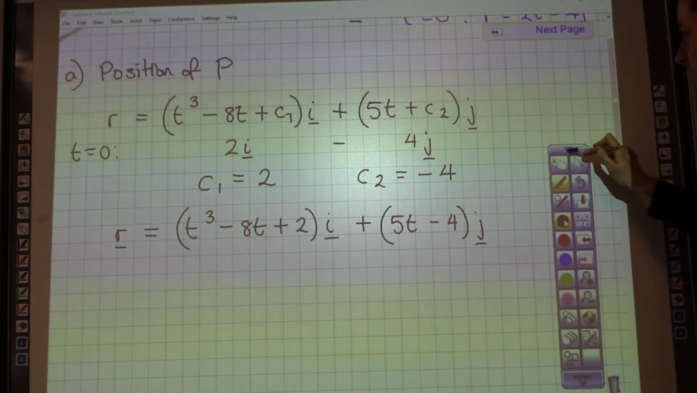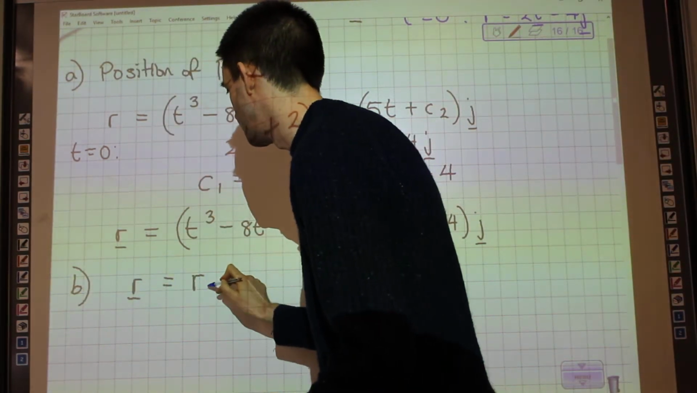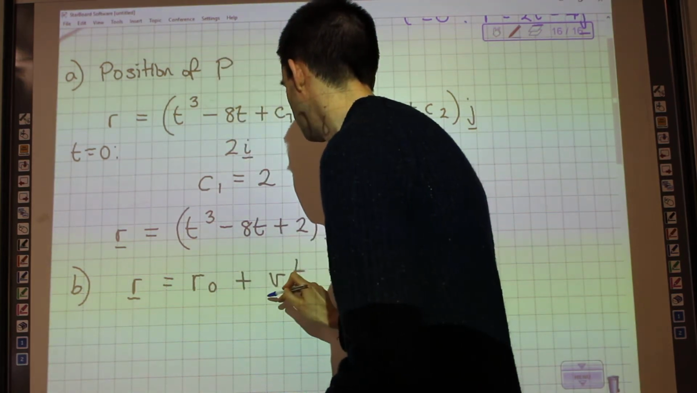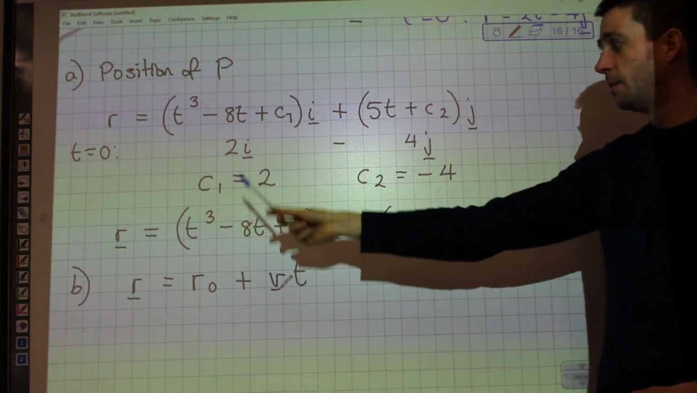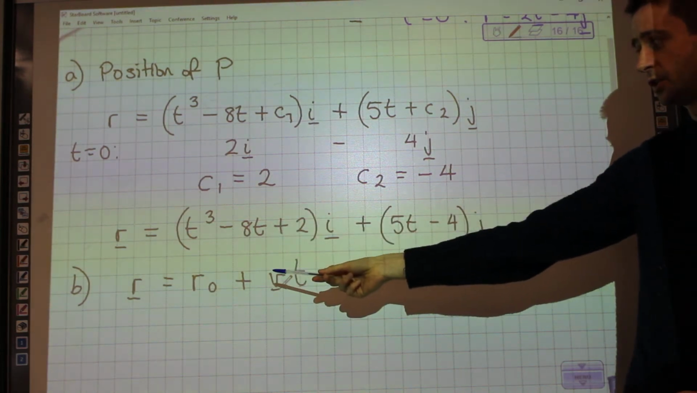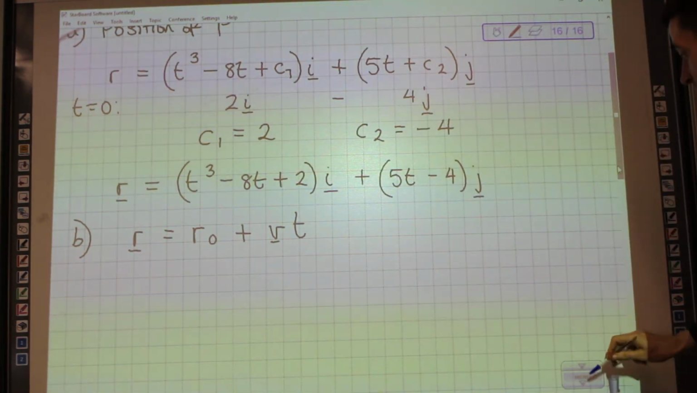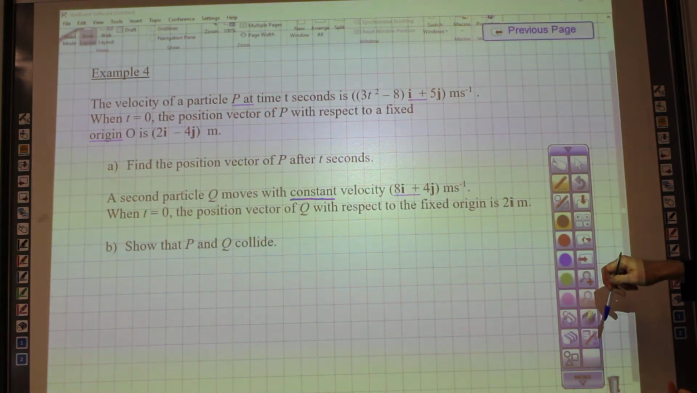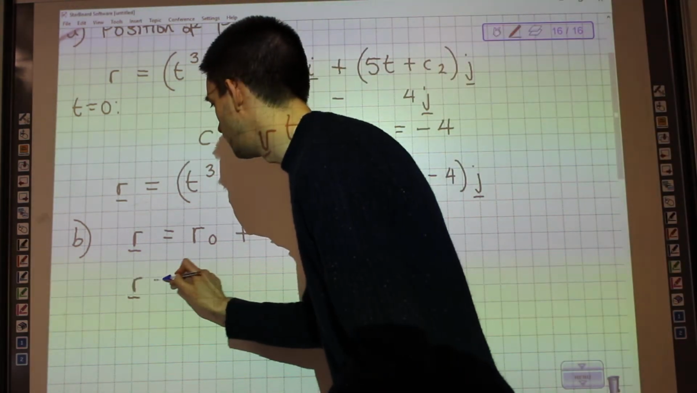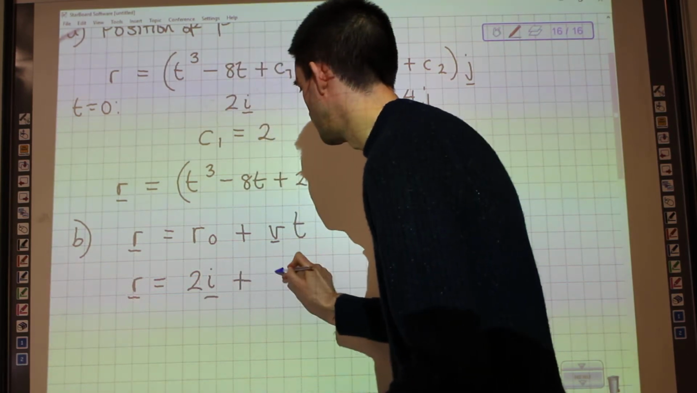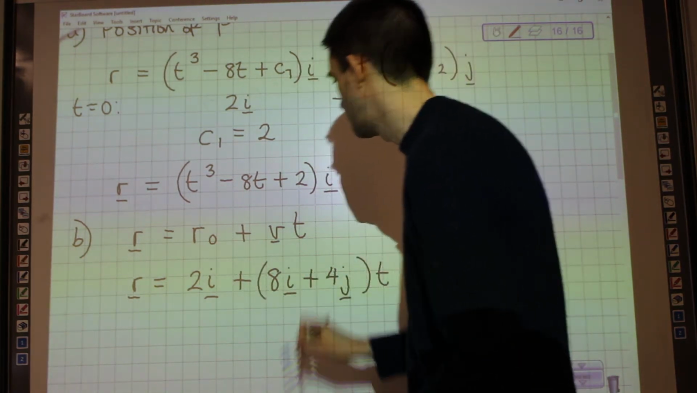Now what we need to do for this is we need to use the expression for a position vector moving with constant velocity, which is that the position r is equal to the initial position plus the velocity times time. So constant velocity times by the time it's moving tells you how far it's gone. So we were given that the initial position is 2i and that the velocity is 8i plus 4j. So I'm going to put that into here. The initial position is 2i and the velocity is 8i plus 4j, and that is times by t.